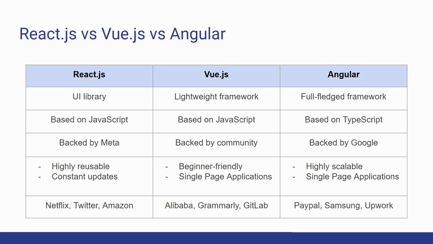We have talked about this, that React is used by Netflix, Twitter, and Amazon, all of which require high-performance interactive user interfaces. Vue is used by Alibaba, Grammarly, and GitLab, often for lightweight applications with smooth UI experiences. Angular is chosen by PayPal, Samsung, and Upwork, which need scalable enterprise-level applications.